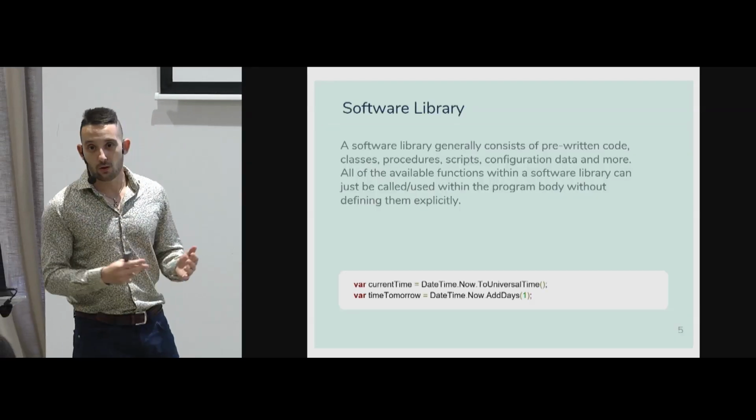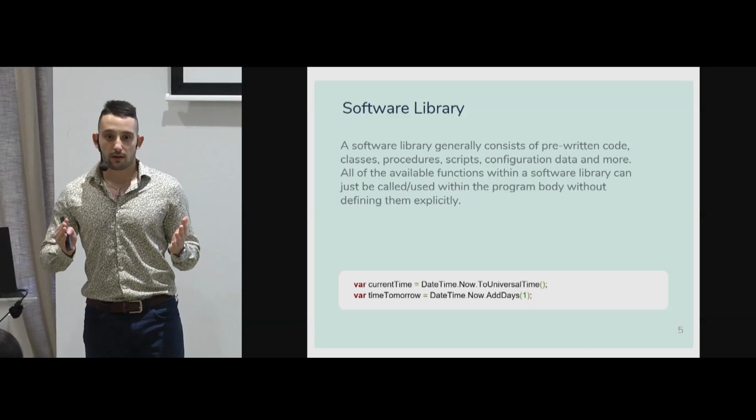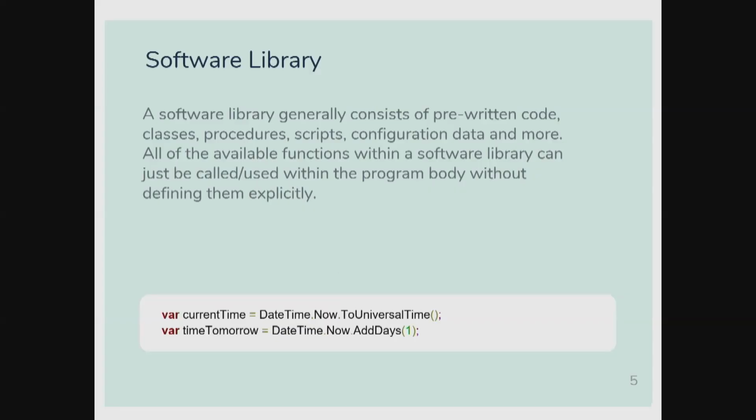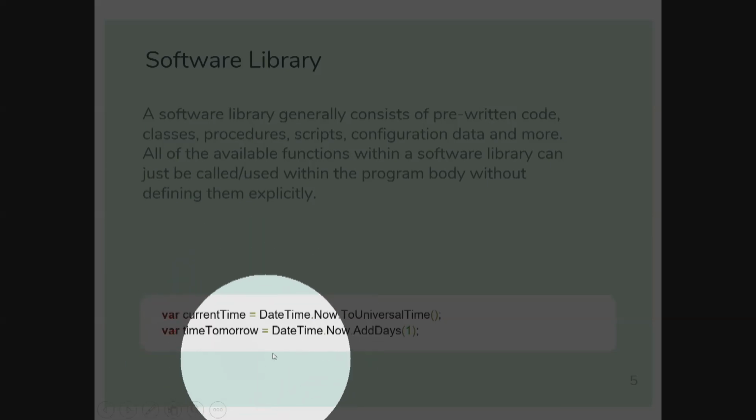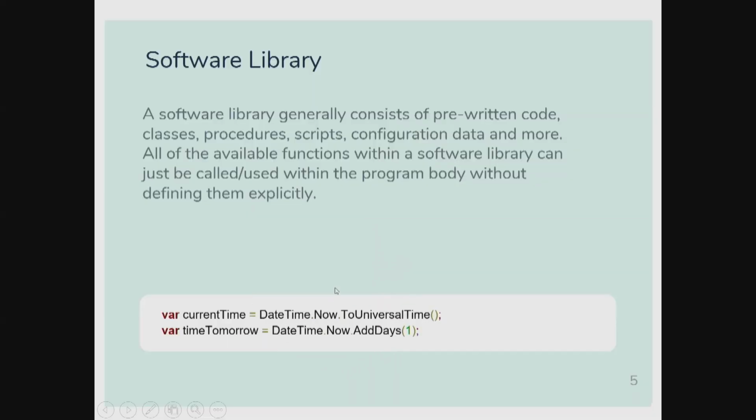Let's begin. So a software library usually consists of predefined code, like classes, methods, test data, that you can later use in your tests or code, so that you do not need to write it again. For example, here it is, the datetime library in .NET Framework.